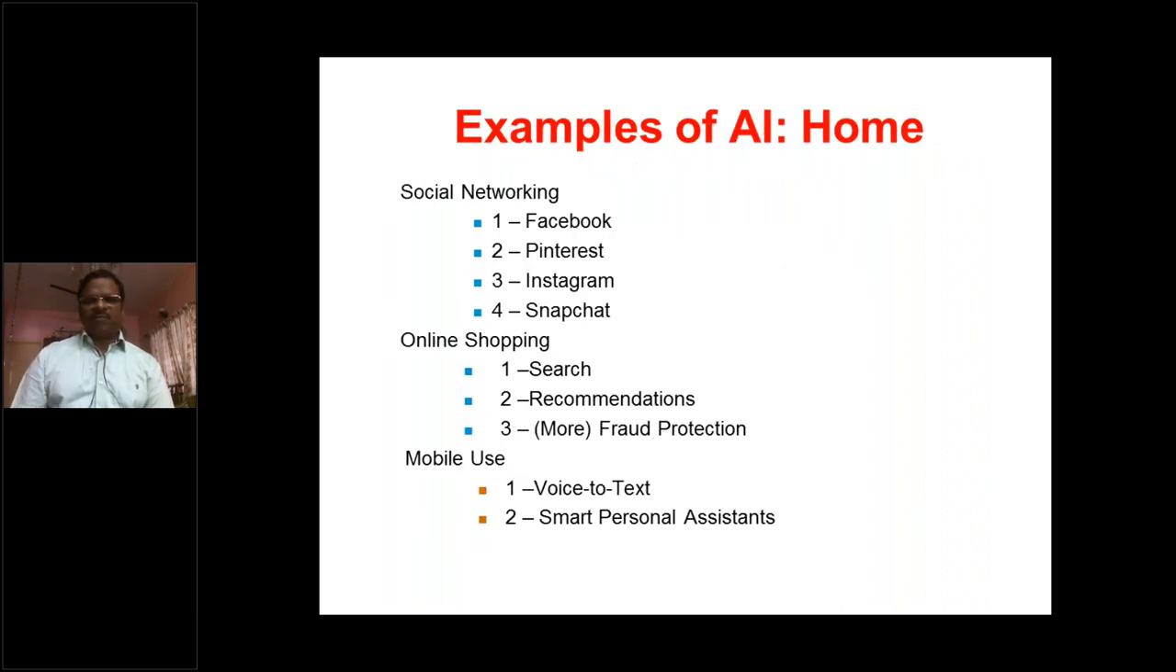Now, what are the examples of AI in the home? There are three categories of examples of AI: social networking, online shopping, and mobile use. You know that very well. Social networking: Facebook, Pinterest, Instagram, Snapchat, these are all methodologies using AI techniques. One more thing is online shopping. Search, recommendations, and fraud protection are carried out in online processing.